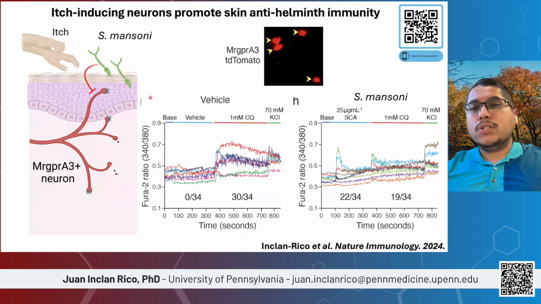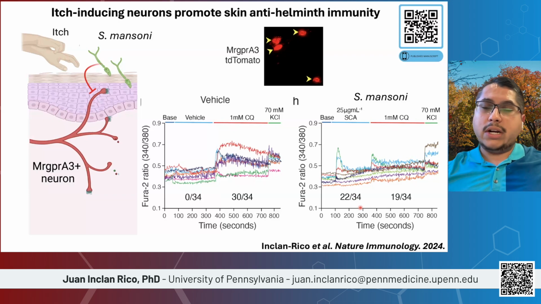We can track the activation of these cells in the lab in an in vitro system in which we can identify these cells by the expression of the tomato reporter. I'm showing you here quickly a calcium assay in which each line represents the activation of these cells. You can see that when we expose these cells to just vehicle or PBS, we don't see much calcium influx, but quickly, when we expose them to the Schistosoma mansoni extract, these neurons rapidly respond to these signals within seconds, showing for the first time that our neurons can directly respond to these signals in vitro.